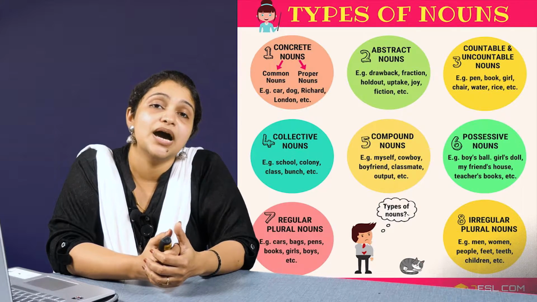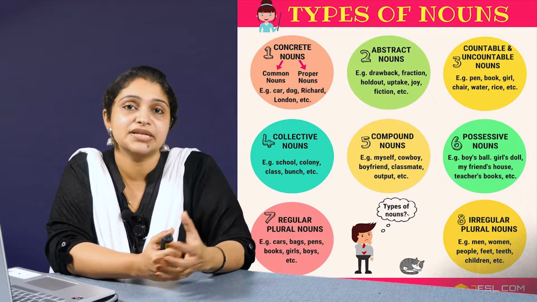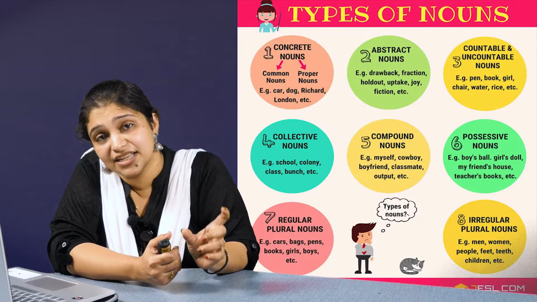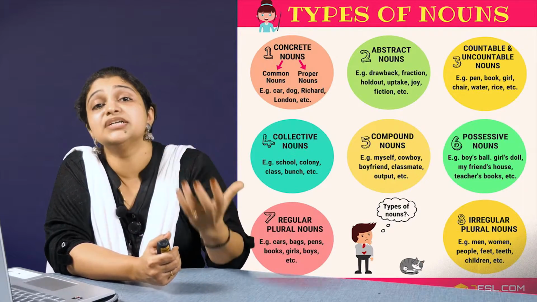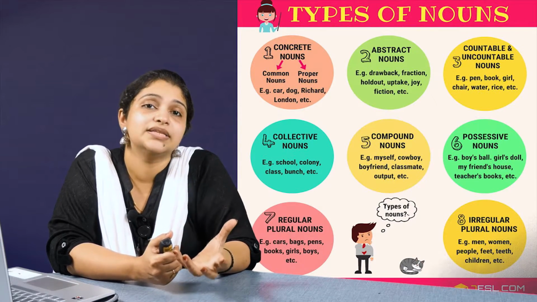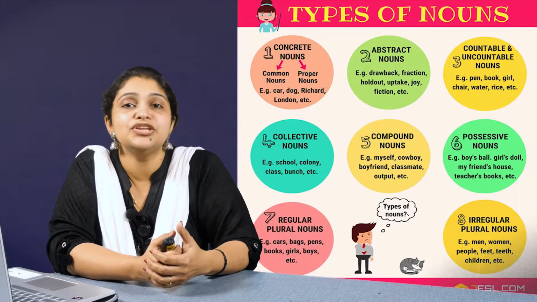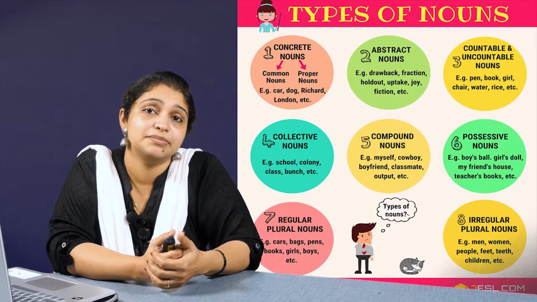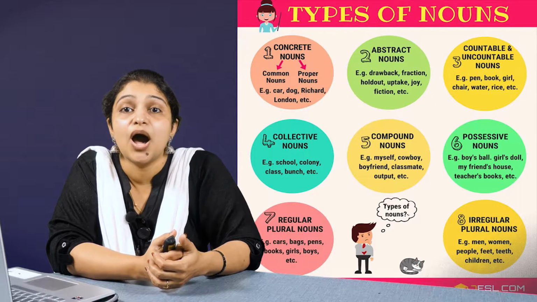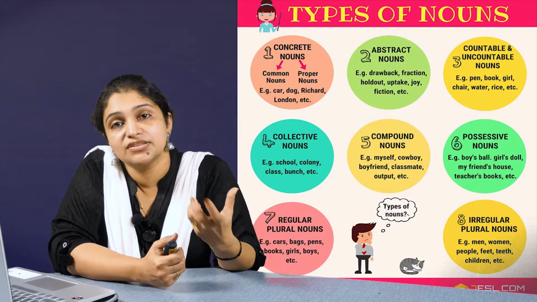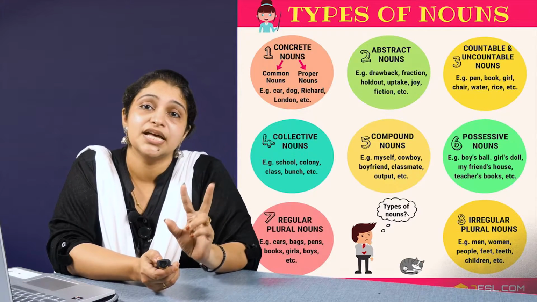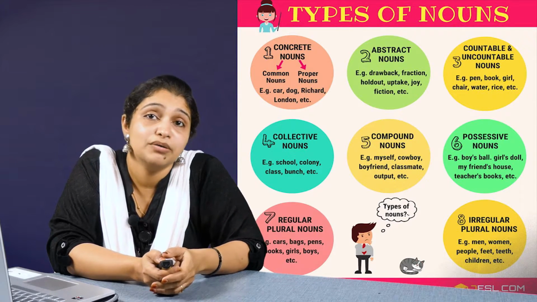And then you have collective nouns. Collective means, for example, you have a stack of books. The stack is a collective noun. A bunch of keys, a bunch of grapes, a bouquet of flowers, all these are collective nouns. And then you have compound nouns, for example, myself, cowboy, boyfriend, classmates, output, etc. Because these are a combination of two words, small words or common words, joined together to form compound nouns.